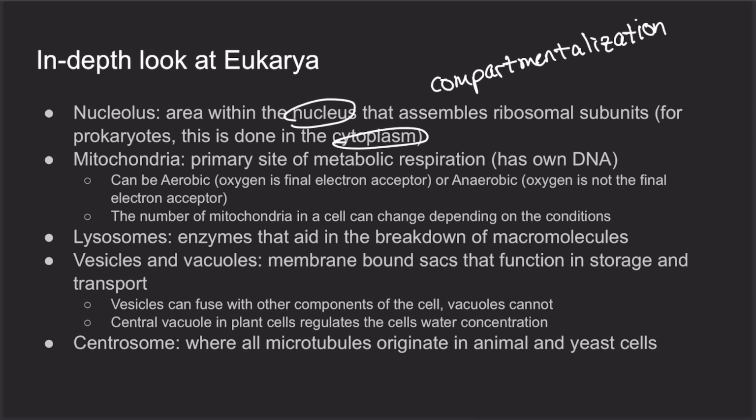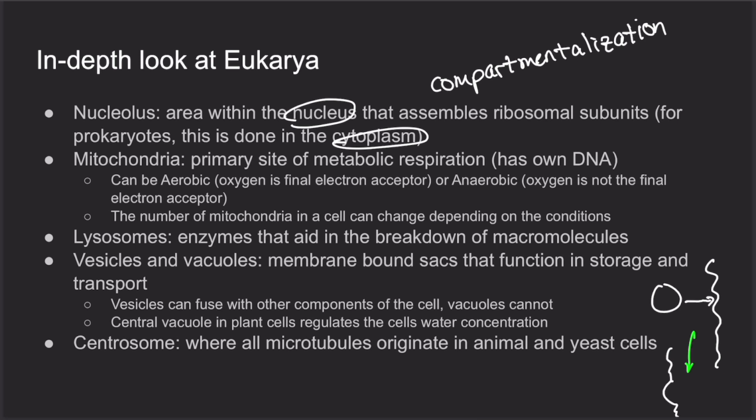Now, vesicles and vacuoles, these are going to be membrane-bound sacs that function in both storage and transport. So vacuoles are more of the storage side. Vesicles are more of the transport side. And so these vesicles can actually fuse with other components of the cell, meaning that if you have a cell membrane here and you have a vesicle coming, it can actually fuse with the cell membrane. And what will happen is you'll get something that looks like this, where this part here was the vesicle. Okay, so it can fuse.